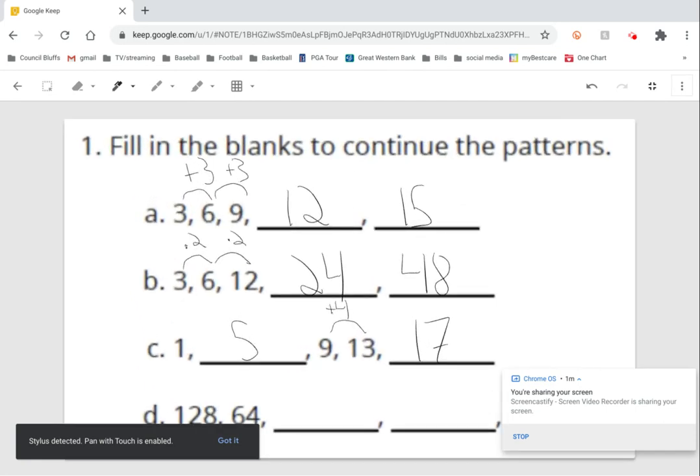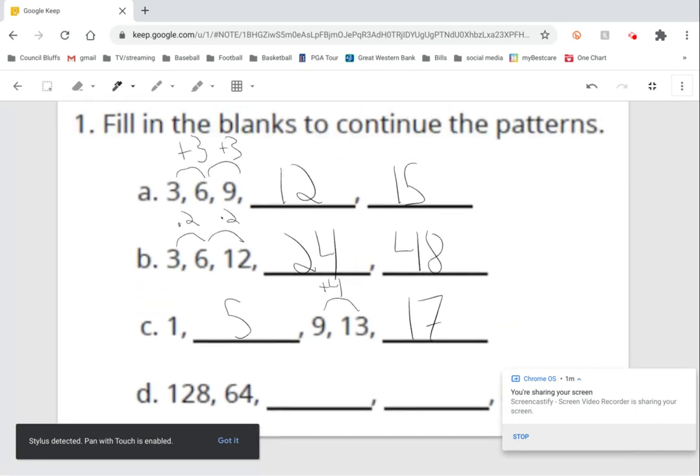And then lastly, part D. It looks like we are dividing by 2. Okay. So we can think of it as dividing by 2, or we can think of it as multiplying by a half. It's the same thing. 128 divided by 2 is 64. Half of 128 is 64.